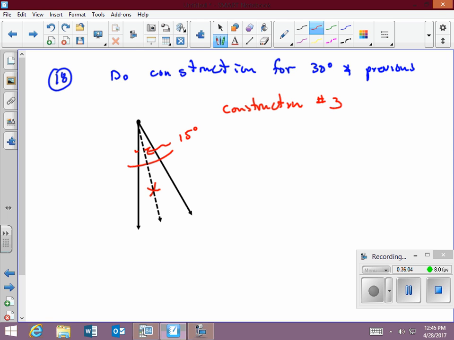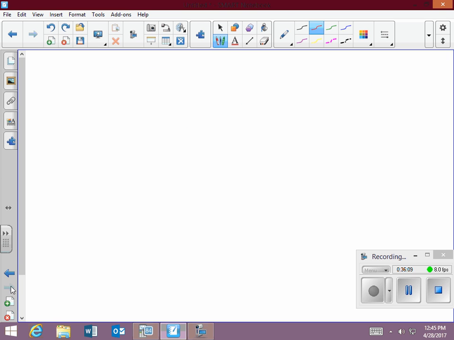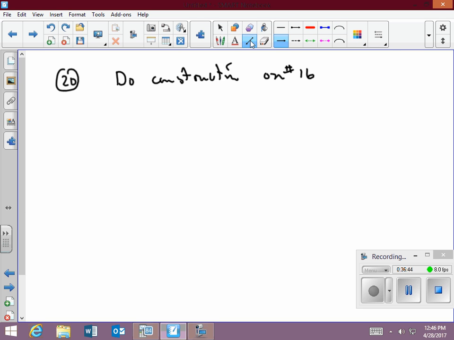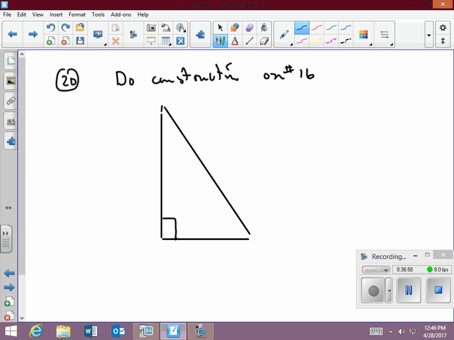Then it says compass and straight edge to make a 75. Well, then what you're going to do is the construction on 16. So on 20, dang it. Do construction on 16. So then what you do is you get this, and this is a 60-degree angle, right? And then you do the construction on 20.